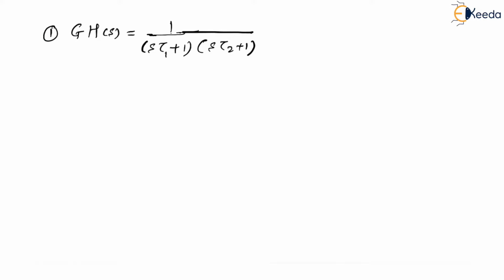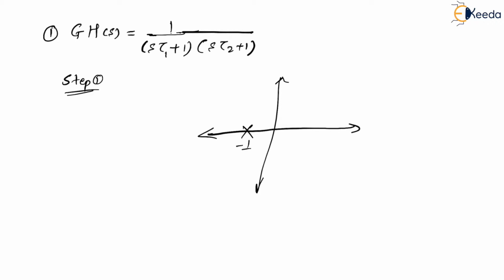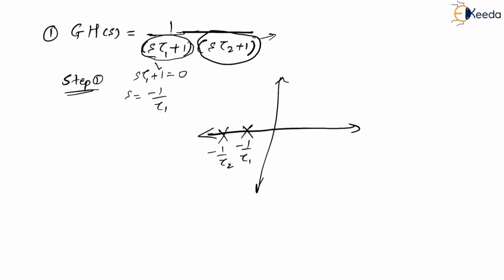Yes, step 1 is what? Step 1 is very simple. Step 1, if you remember, it was just to draw a pole zero plot. Let me draw a pole zero plot. So pole zero plot is what? Yes, it is going to be minus 1 by tau 1. This is one pole and another pole is minus 1 by tau 2. See, if you equate this one to 0, what you get? S tau 1 plus 1 equal to 0. So you get S equal to minus 1 by tau 1. Similarly, if you try this out here also, you will get that particular pole to be minus 1 by tau 2. Yes, definitely. So the pole zero plot is available now, ready.